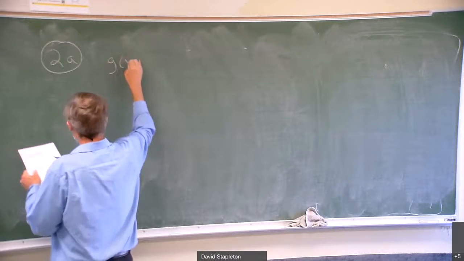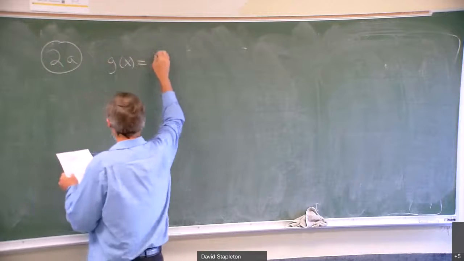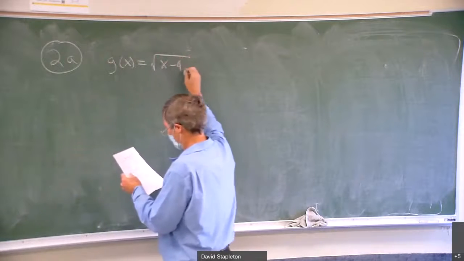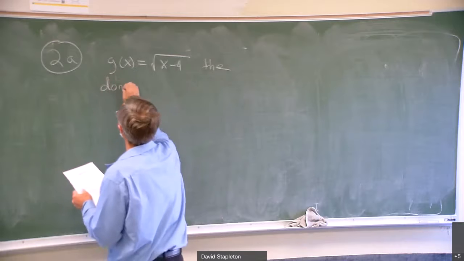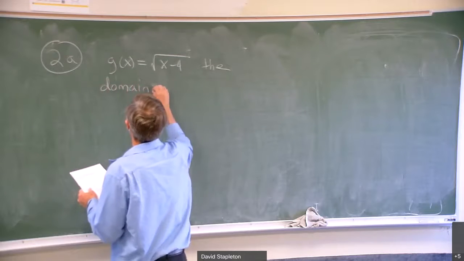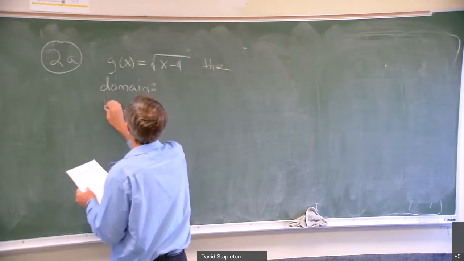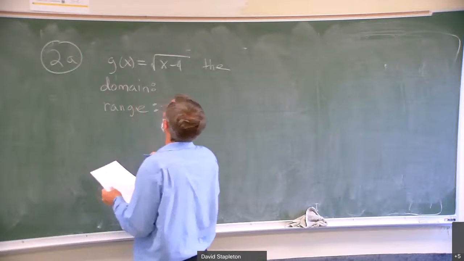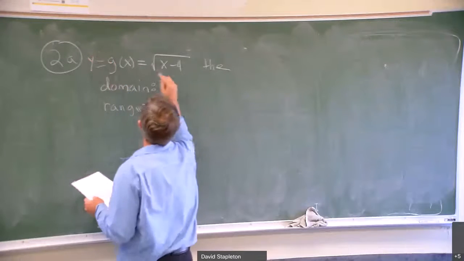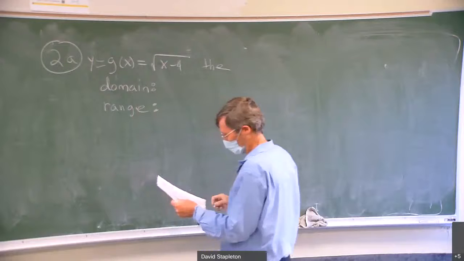If g of x is square root of x minus 4, what is the domain? What is the range, right? The domain is supposed to be all possible x you can put in, and the range is all y that might come out, right? So this is y equals g of x equals square root of x minus 4.